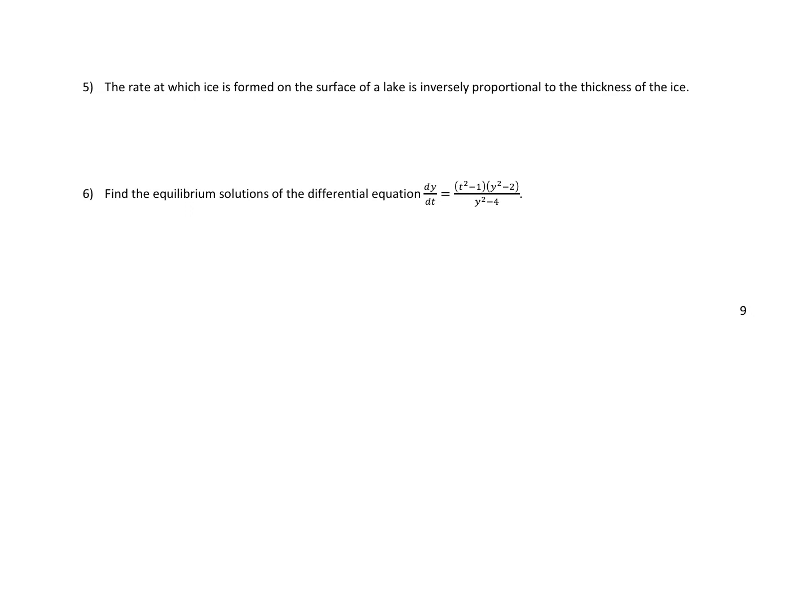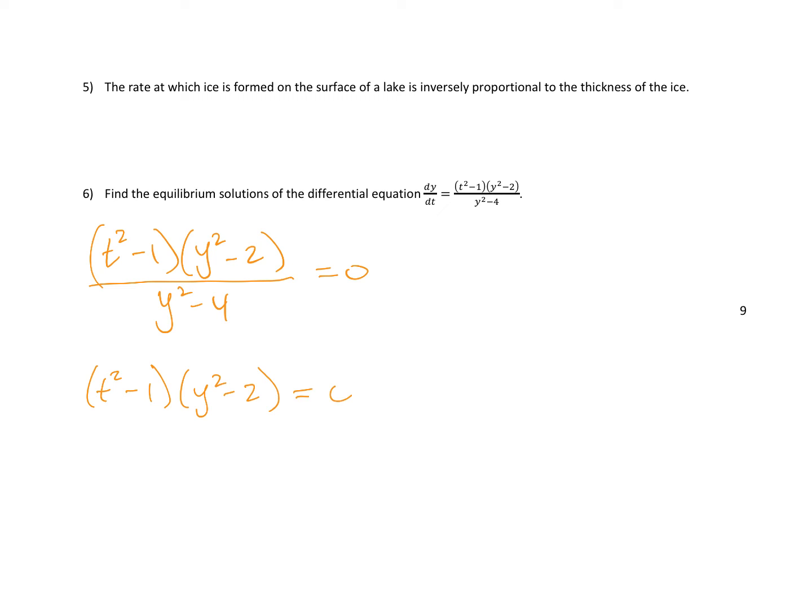To find the equilibrium solutions to a differential equation, we set dy/dt equal to 0 and solve for y. We're looking for solutions to y where the differential equation equals 0. So I'm going to set (t squared minus 1)(y squared minus 2) over (y squared minus 4) equal to 0. And a fraction can only equal 0 if its numerator equals 0, so I can just ignore the denominator. And I've got (t squared minus 1)(y squared minus 2) equals 0.